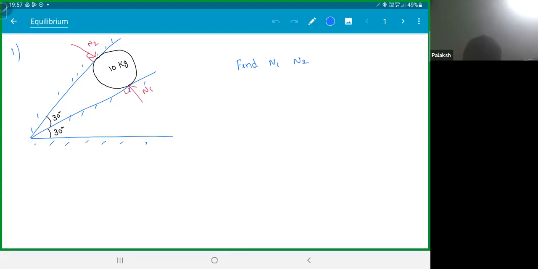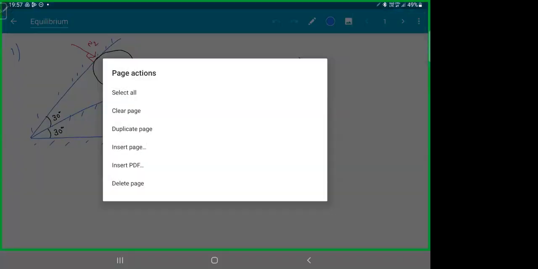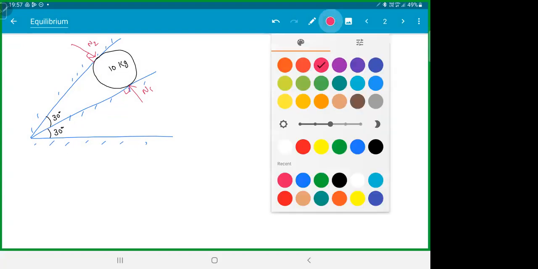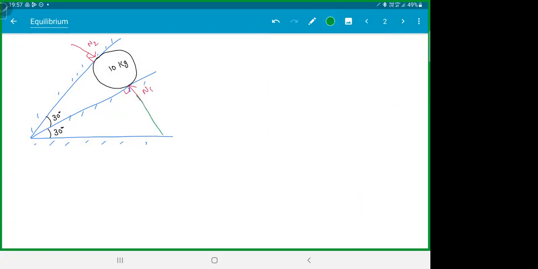Okay. Anyone, what is the answer here? Sir, I'm getting N2 as 10g and N1 as 10 root 3 g. Okay, let's see. So how to do this? Last time I taught you, right? Extend the vectors. So this angle will be 60. Extend the vector. What will be this angle here? 30, right? 30.